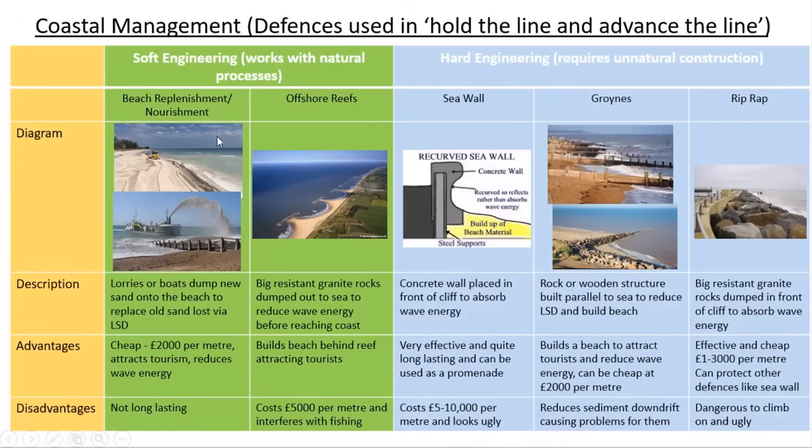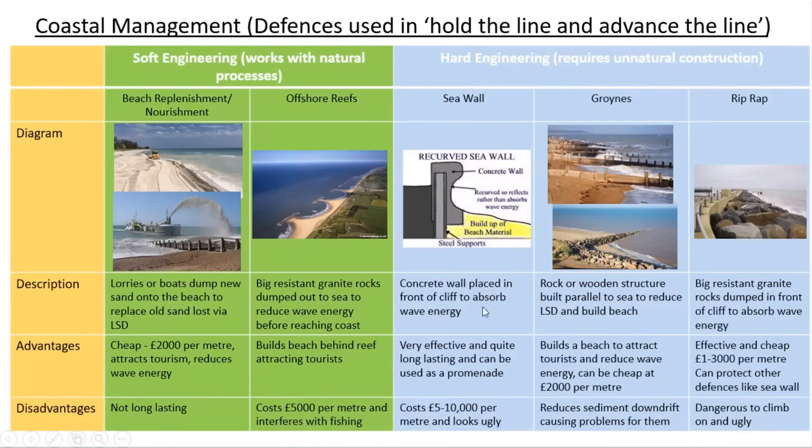So for each, you need to be aware of 1 or 2 strategies. So I've given you those on here. You don't need to be able to draw a diagram, just to show you what they look like, but you need to know what they are and how they work. So beach nourishment: lorries or boats dump new sand onto the beach to replace the old sand lost via longshore drift. Offshore reefs, which actually don't look very natural, but the beach they create is a natural thing. So that's where you put big rocks out to sea, and that reduces the wave energy before it reaches the coast and creates deposition.